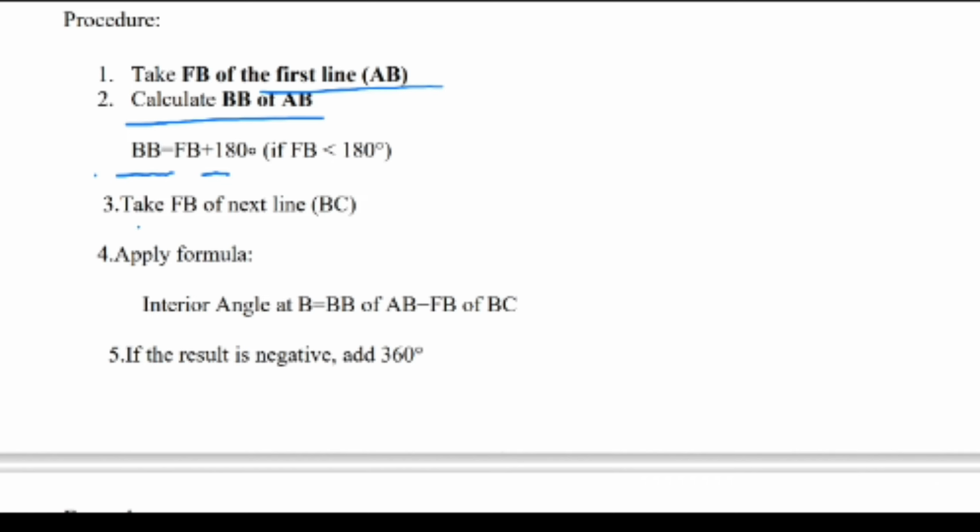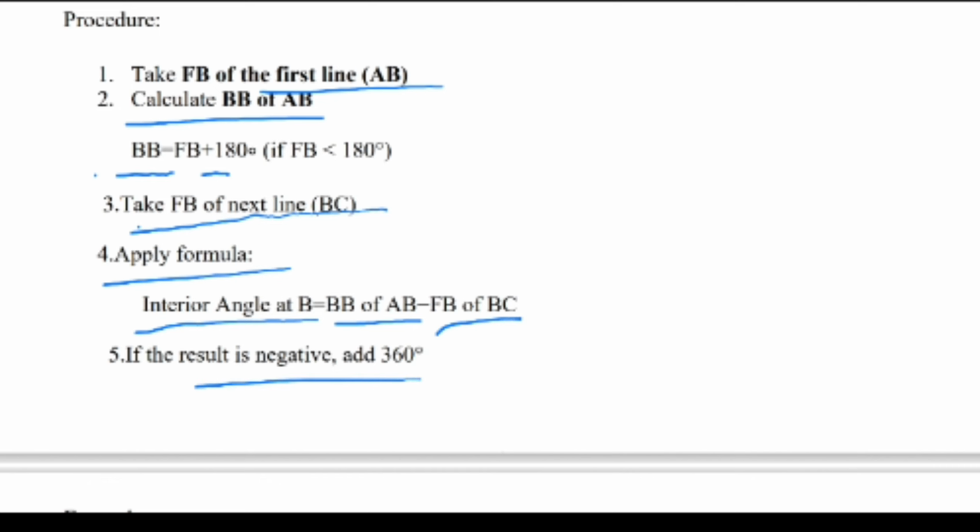After that, taking the forebearing of the next line BC, you apply the formula: interior angle of B is equal to back bearing of AB minus forebearing of BC. If the result is negative, add 360 degrees. That is the traverse.